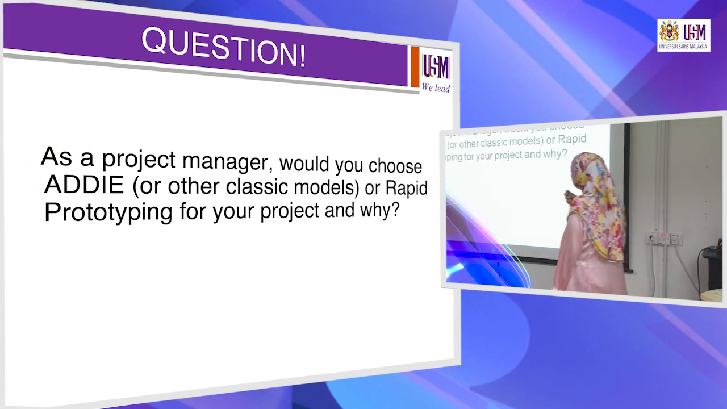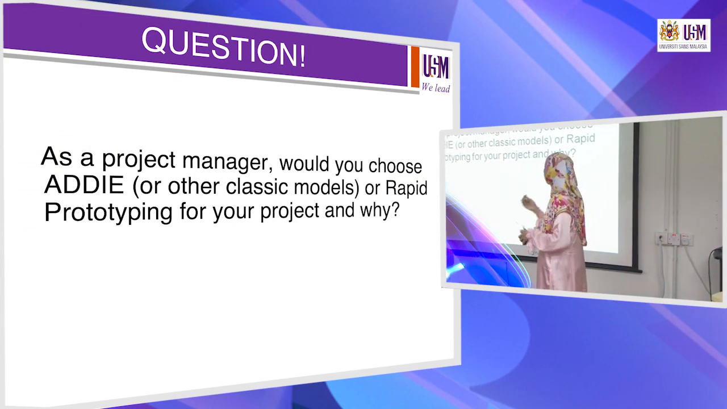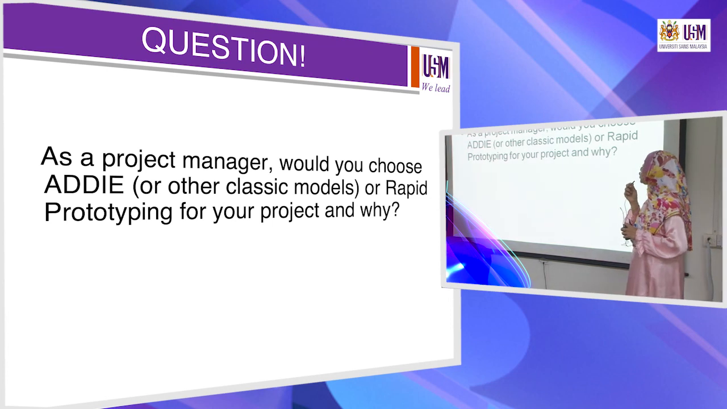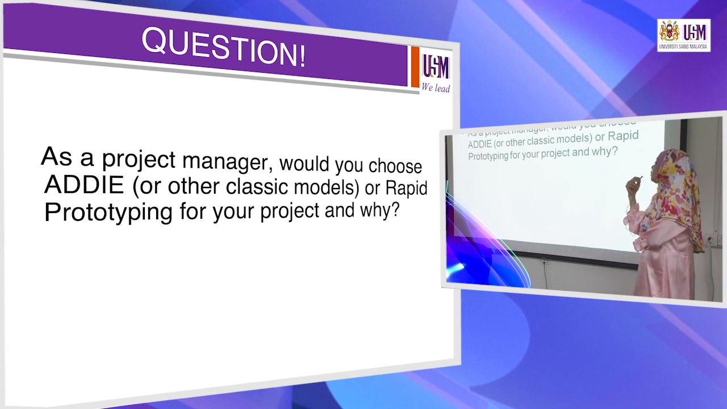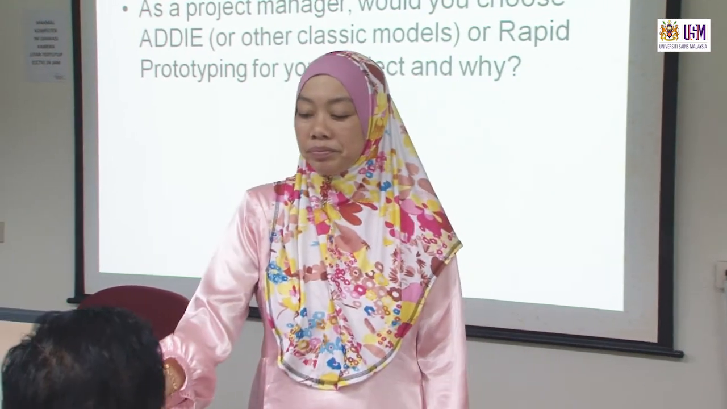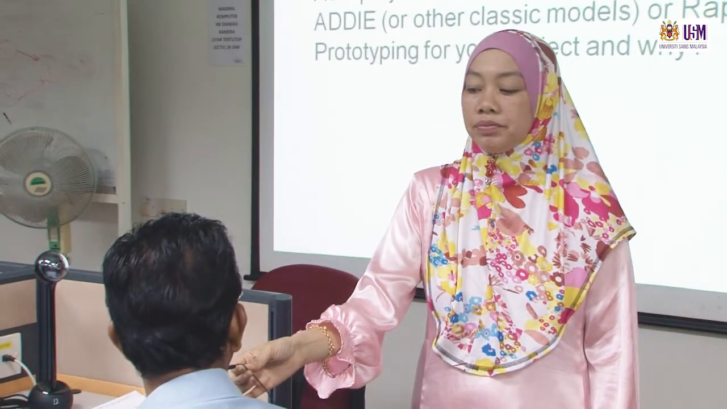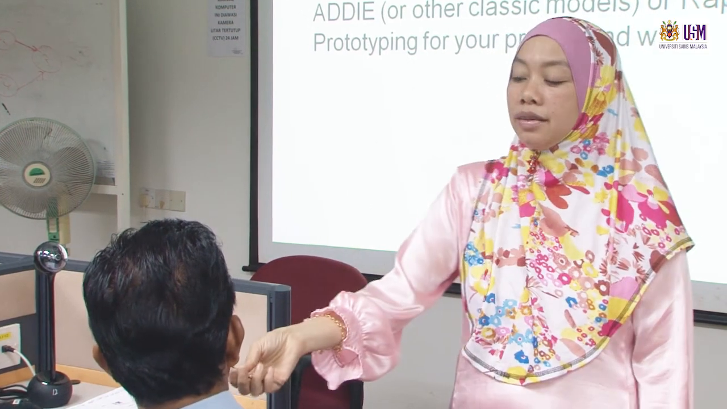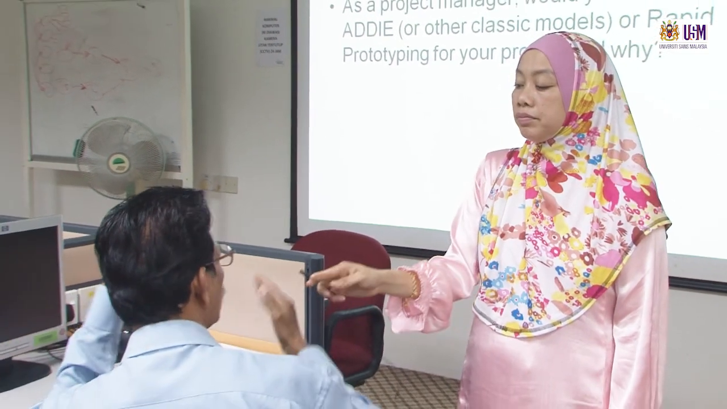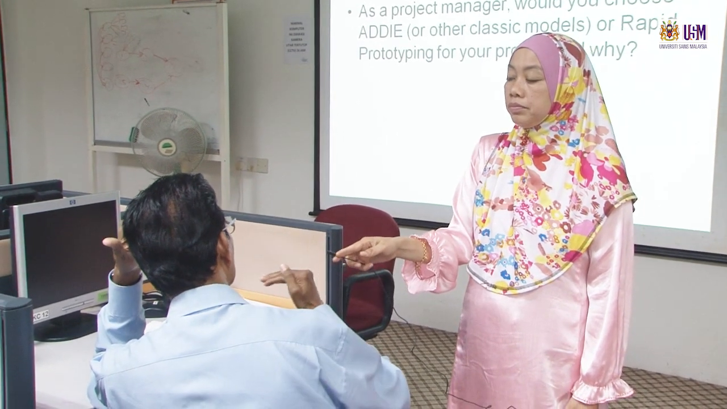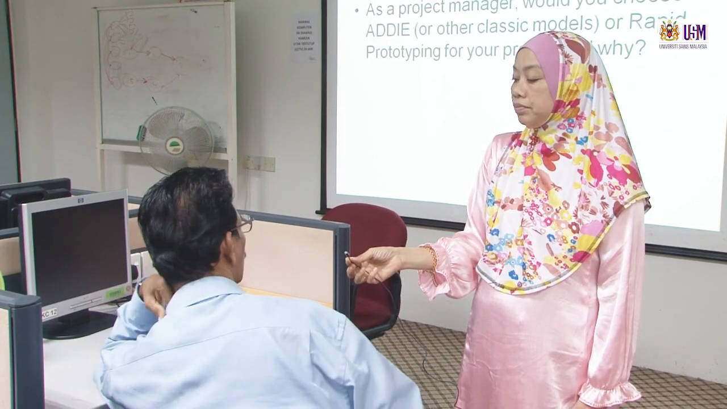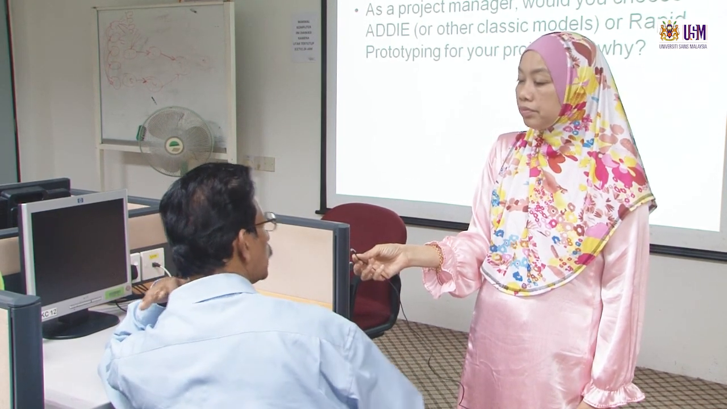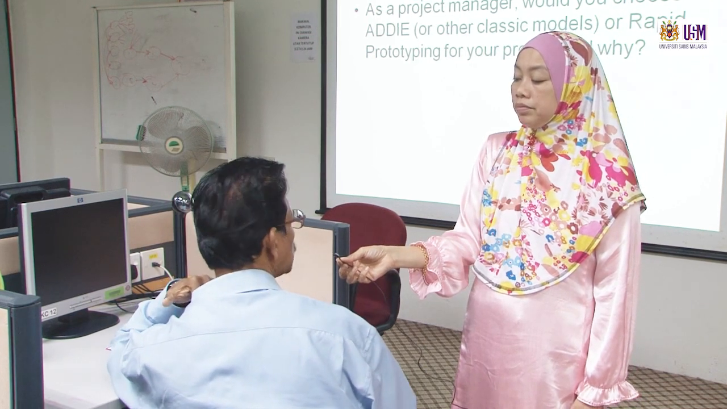My final question: as a project manager, would you choose ADDIE, or other classic models, or rapid prototyping for your project, and why? Baskaran, try. I will choose the rapid prototyping model. Why? It's more complete. It's a process. It's very subject oriented, and if there is any mistake, we can still counter the mistakes.